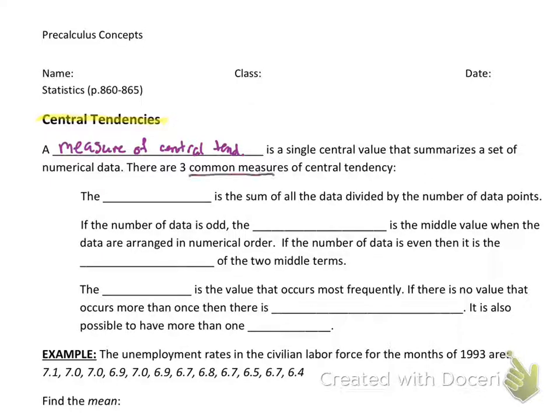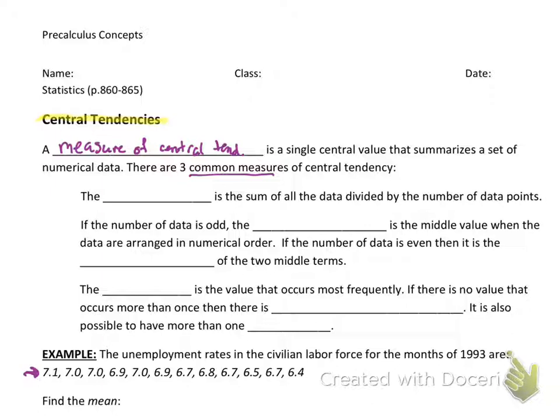There are 3 common ones, all right? So I know you've heard of these and you've done them probably simply with just a set of numbers. Today we're going to look at also a frequency table. So it might be a little bit different, but hopefully nothing too hard here in the end.